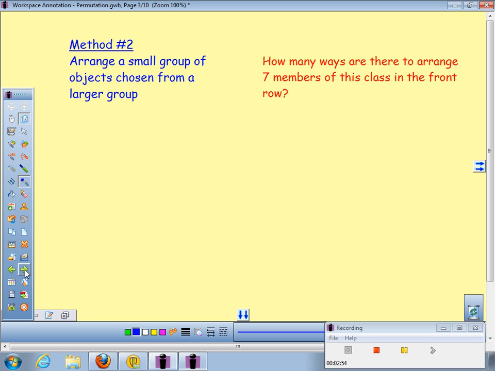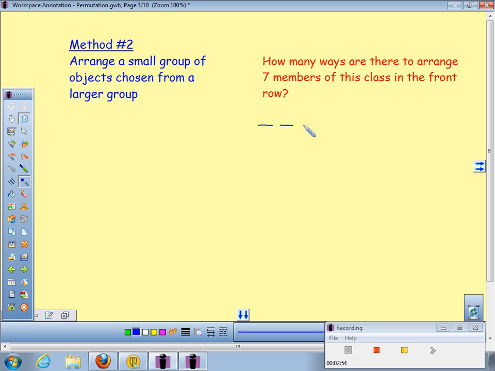Okay. So, method number two. What if I don't want to use all the objects I have? I've got this large group of objects, but I'm only going to make smaller patterns out of using some of them. So in this case, how many ways are there to arrange seven members of this class in the front row? Okay. Well, actually, we'll assume that if you're all 14 here, there are two ways you can do this, long way and short way.